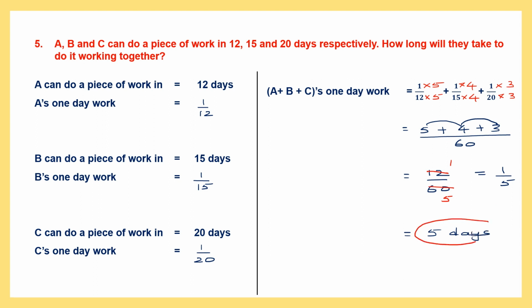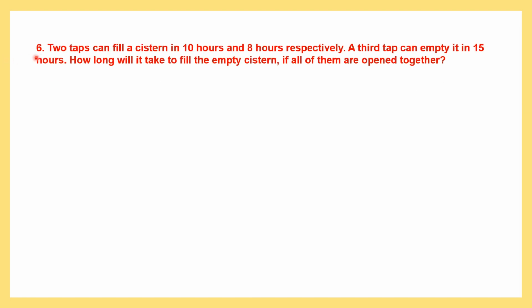So this is the number of days they will take to complete their work. Question 6. 2 taps can fill a cistern in 10 hours and 8 hours respectively. So this is for the first tap, this is for the second tap.